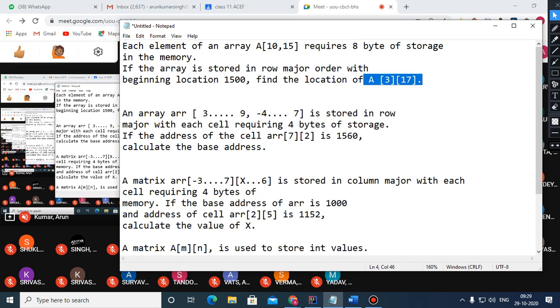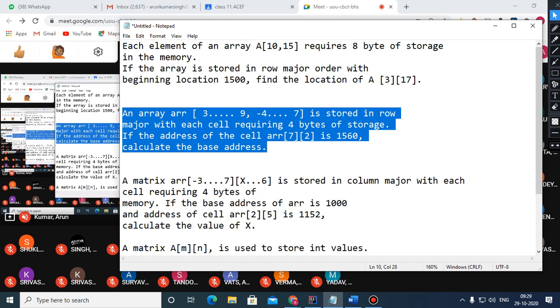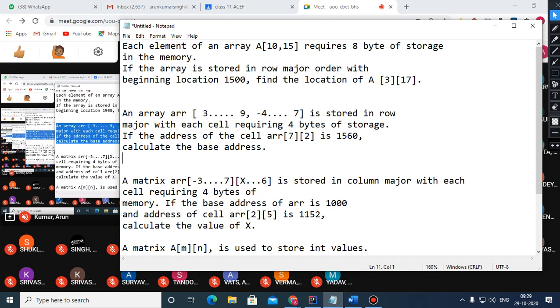Okay, now we want to move on to the next question. Here, all of you please try to solve this because everything is given. We need to calculate the base address, and here you have to calculate the row and column in the same manner. The address of the element is also given, which is ARR 7 comma 2. So please calculate, all of you.